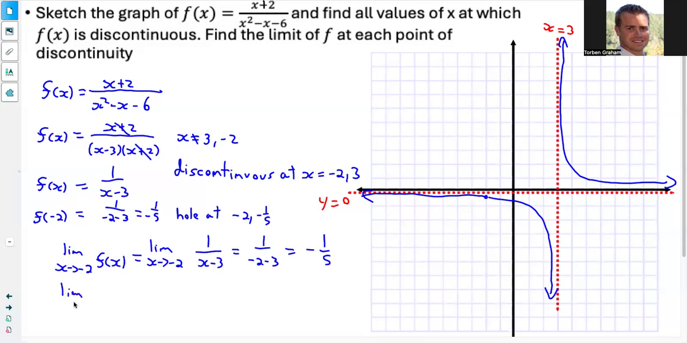Now our limit as x approaches our other point of discontinuity, so x approaches 3 of f of x, is going to be our limit as x approaches 3 of 1 over x minus 3, which is the same as 1 over 3 minus 3, which does not exist. And we can see it shouldn't exist from here because we're going towards positive infinity from the positive side and negative infinity from the negative side.